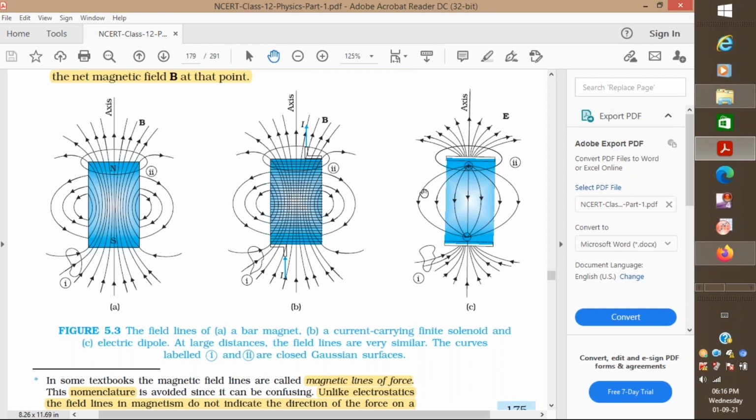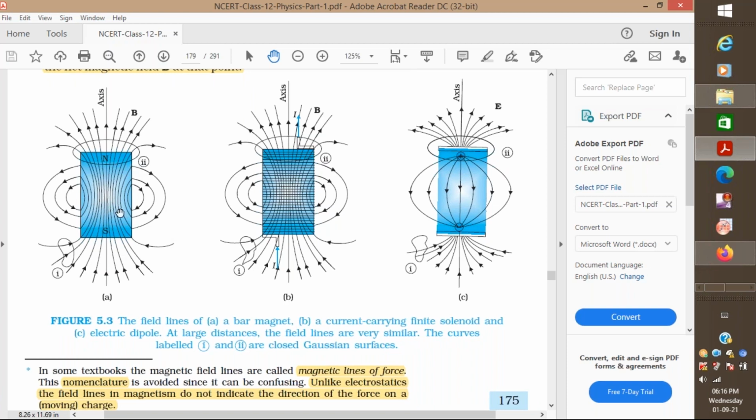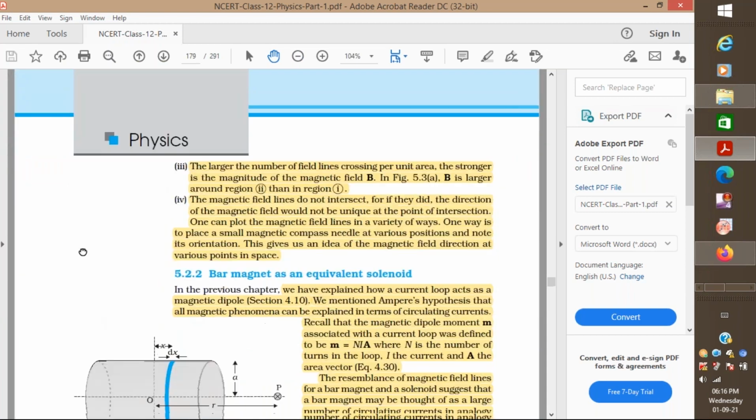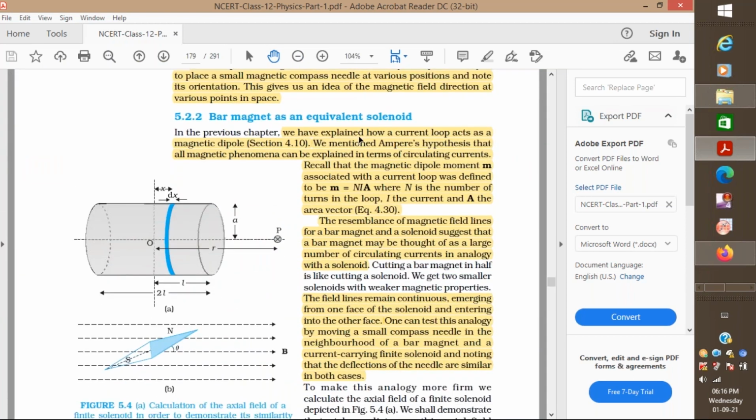And look at the difference here. The magnetic field lines form closed loops, but the electric field lines do not form any closed loop. This is the only difference, and there is a significance as well. I'll tell you today what the significance is of closed field lines and of field lines which are not closed.